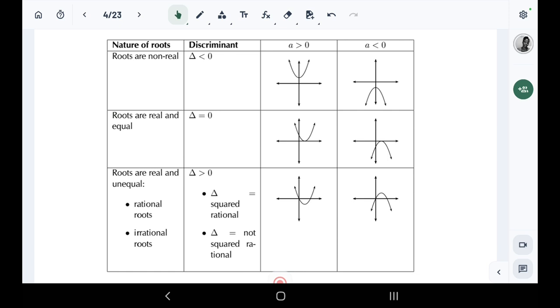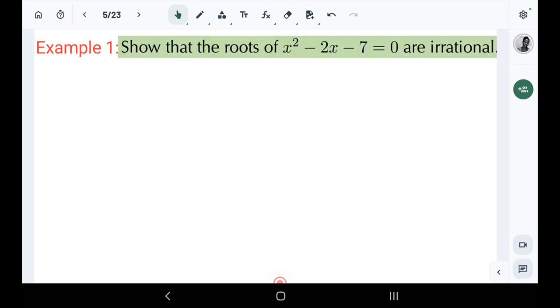Now let's look at some examples to help us illustrate all the notions that we've just learned. Example 1 says, show that the roots of x squared minus 2x minus 7 is equal to 0 are irrational. Very important key, irrational. Now, according to the diagram, let's go back to that. When are roots irrational? Let's go back.